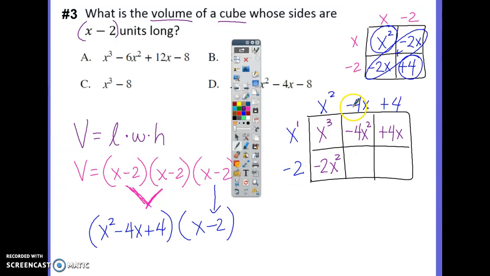Negative 2 times negative 4x? It's a positive 8x. Negative 2 times negative 4 in the calculator, and it gives you a positive 8. And then negative 2 times 4 is a negative 8. Make sure that you're using the calculator. The diagonals, you combine them. So add these 2 and add these 2, and that'll give you the answer.